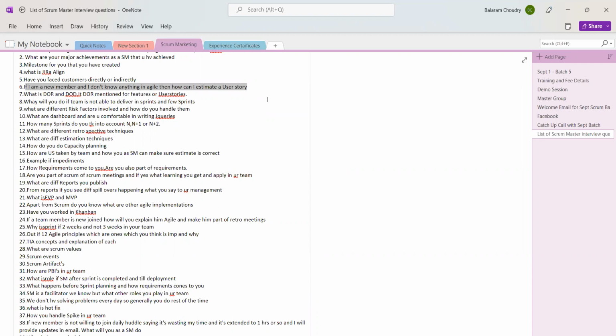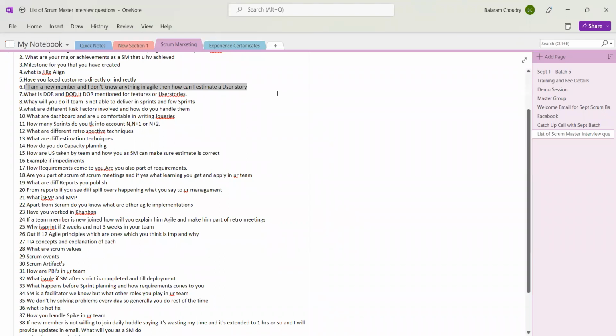Okay. What is DOR, DOD? DOR is mentioned for features or user stories. DOR and DOD are the definition of ready and definition of done. DOR is also there for features and user stories. It is not just for user stories.